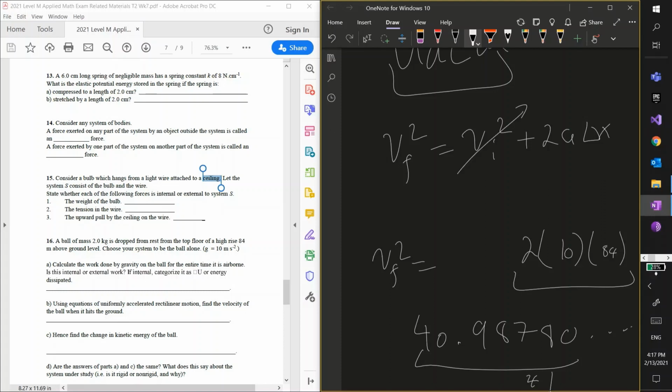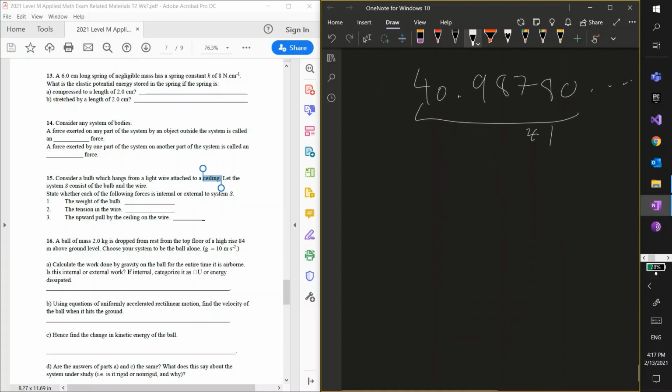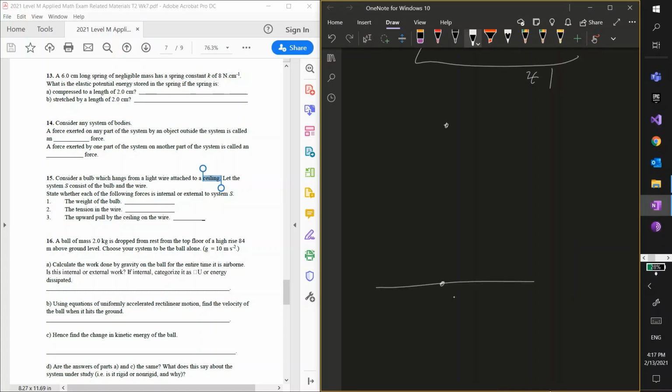Okay, now part C, hence find the change in kinetic energy of the ball. Now your ball was over here and it came over here. Here you had no kinetic energy, so your kinetic energy here is 0 because you weren't moving. Kinetic energy is just half mv squared; if you weren't moving, your velocity is 0. But you had mgh. And now you dropped here. Your height is 0, so you don't have mgh, but you have velocity because you were falling.